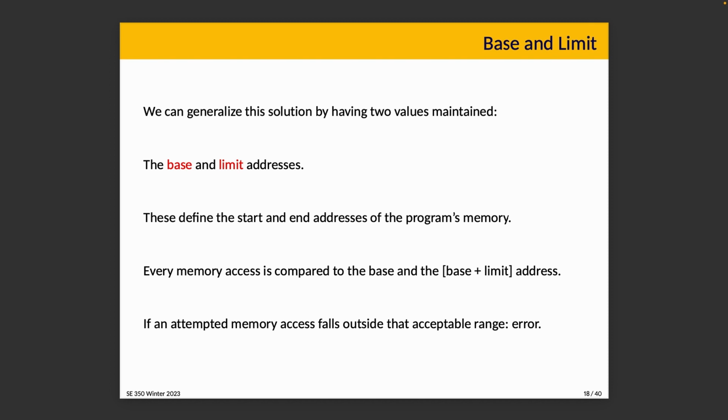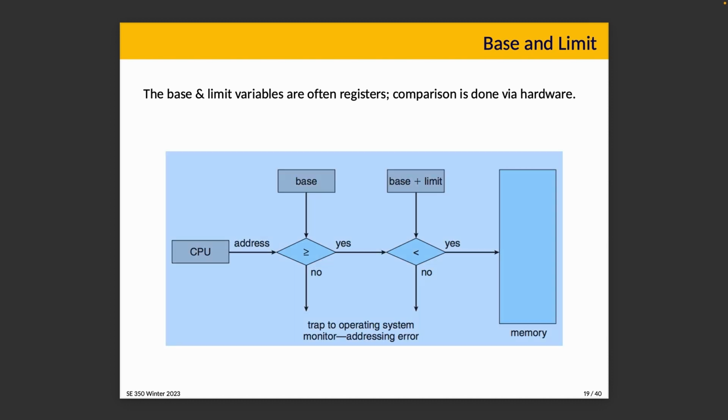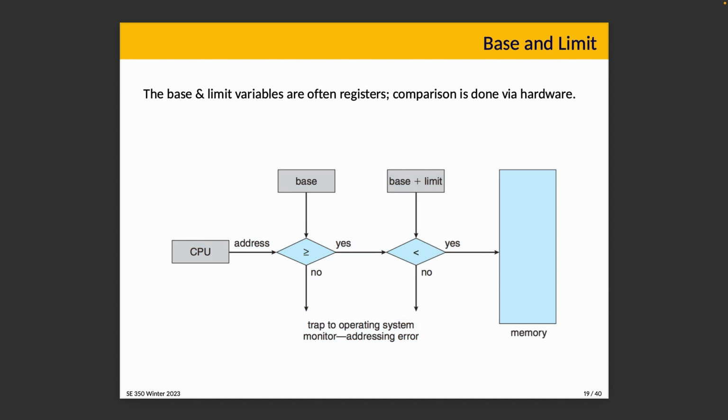So the base and limit variables are often used as registers, so comparison is done via hardware. And so when the CPU issues an address for a memory read or write, we do a comparison against base, and we do a comparison against base plus limit. These can be done in parallel. There's no reason why it has to be done sequentially. The little flow chart here is just for how you might do it as a person, but in practice you could easily implement the hardware to check these things in parallel. And if in fact the address is not valid, then trap to the operating system, report it as an error. Otherwise, the access is allowed to go to memory.